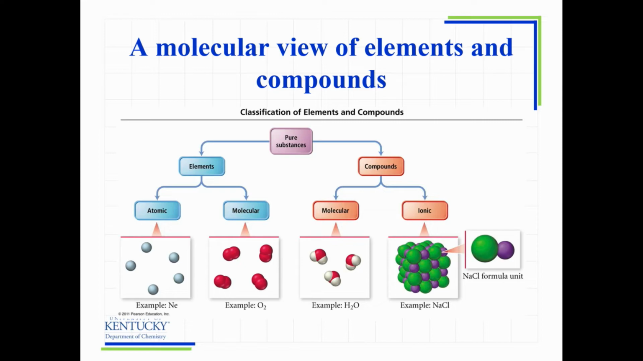On the left, we have our elements, okay? And we have on the right our compounds. Those are the two categories of pure substances. They can either be elements or they can be compounds. We learned about that in Chapter 1 when we were talking about how we categorize matter.